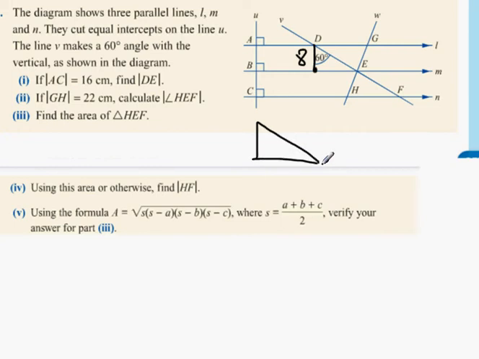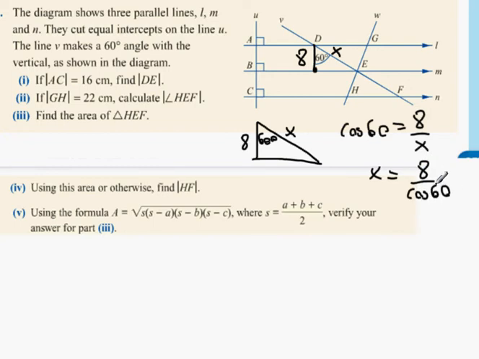So it's actually 8 here, 60 degrees here, and find DE, which I'll just call X. So that's the hypotenuse, that's the adjacent. So I'll use cos 60 equals adjacent divided by hypotenuse. X equals 8 divided by cos 60. And what's 8 divided by cos 60? Yeah, you're right. It is 16, sorry. X equals 16.